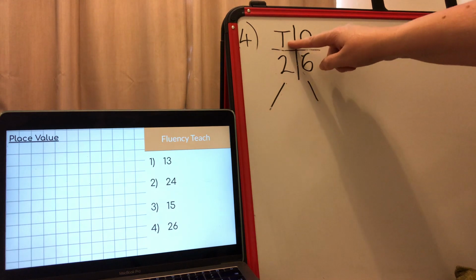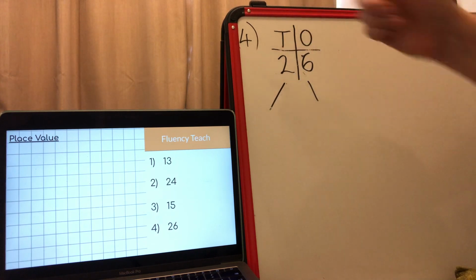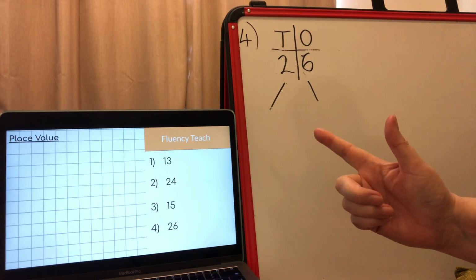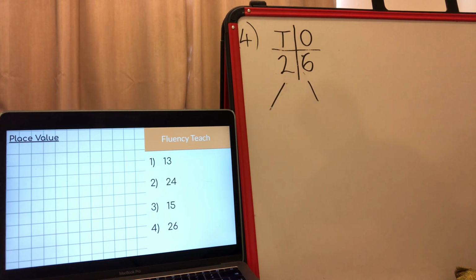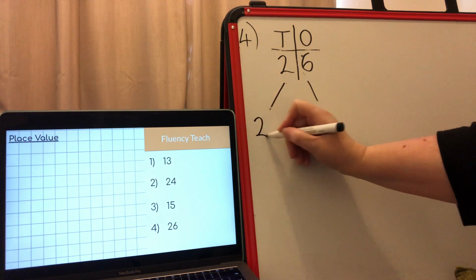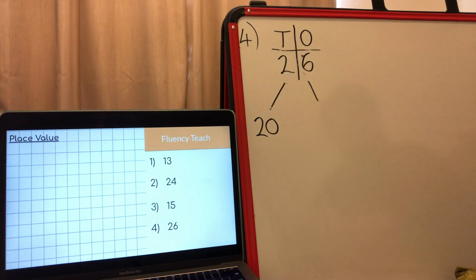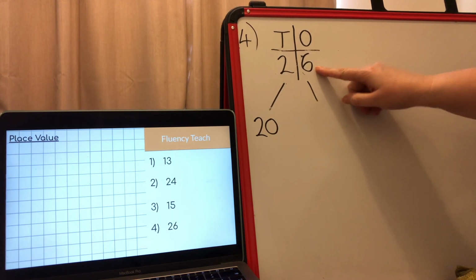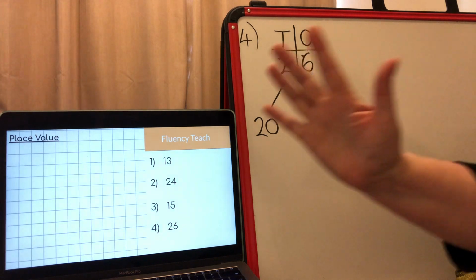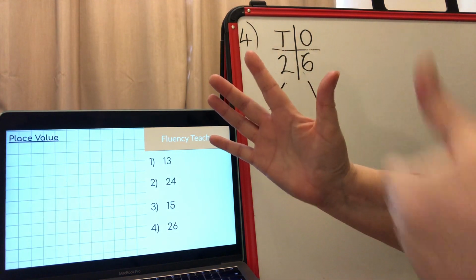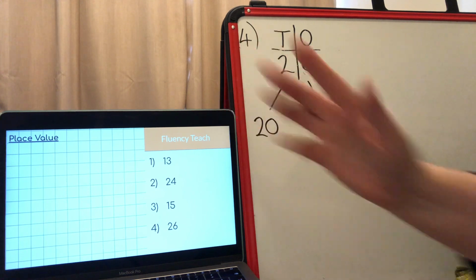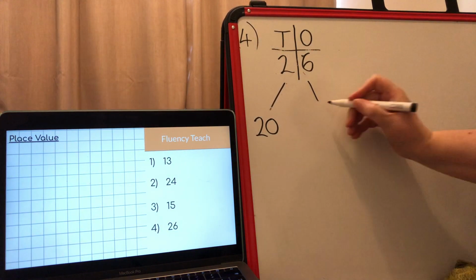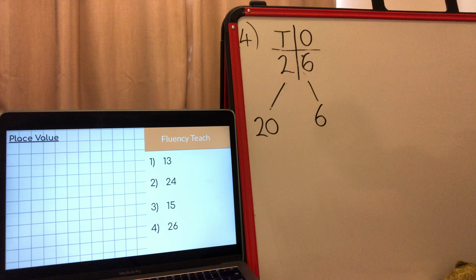It's 2 tens. So hold up 2 fingers and let's count them in tens. 10, 20. So the 2 has a value of 20. And let's hold up 6 fingers and count them in ones. Ready? 1, 2, 3, 4, 5, 6. So the 6 just has a value of 6.